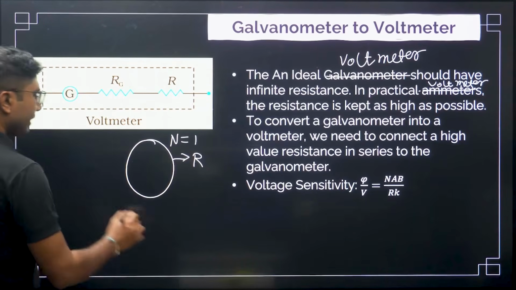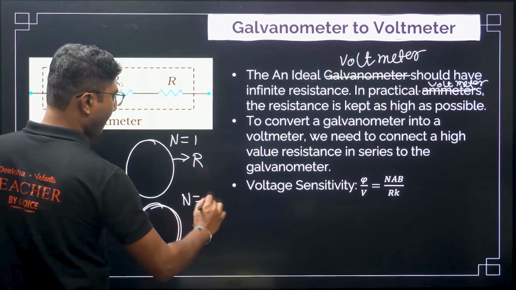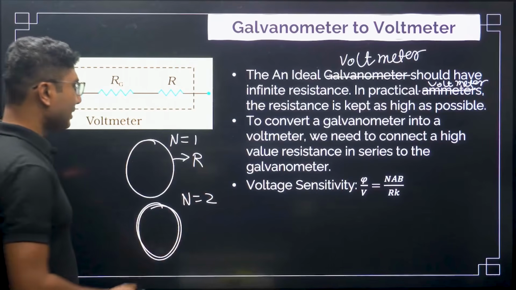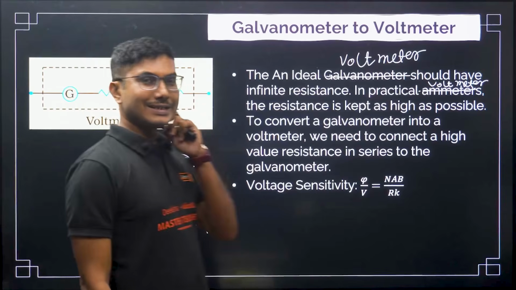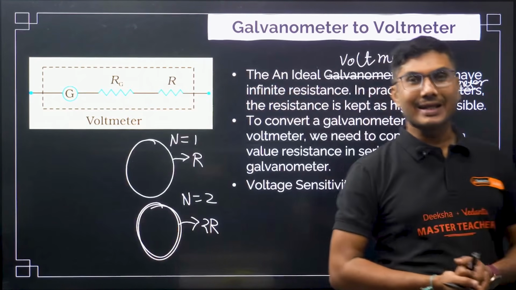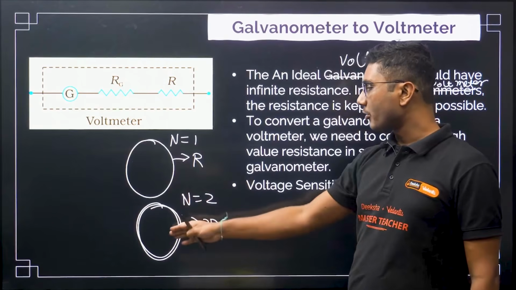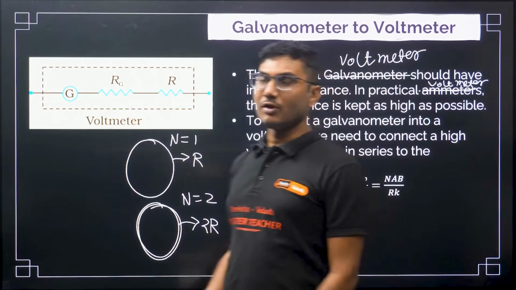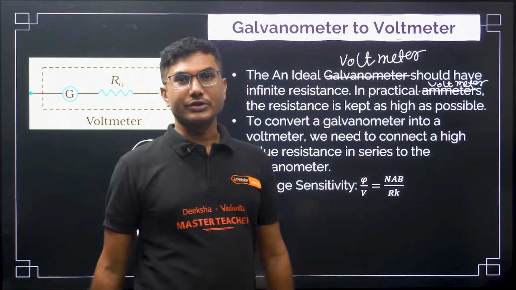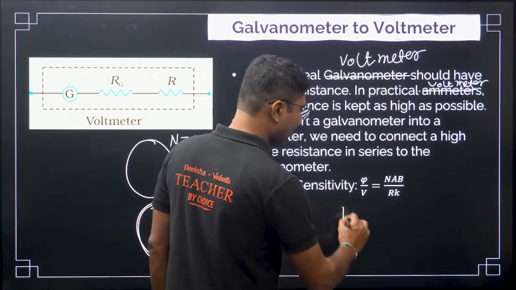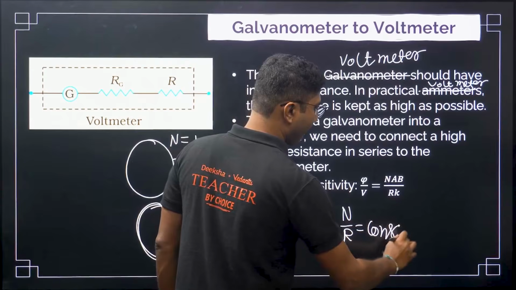Now if you increase the turn to say n equals 2, the number of turns increases, but resistance will also increase, because resistance is directly proportional to the length of the wire. So if you increase the number of turns, correspondingly the resistance will also increase. So N by R is a constant. N by R is constant for a given material, right?